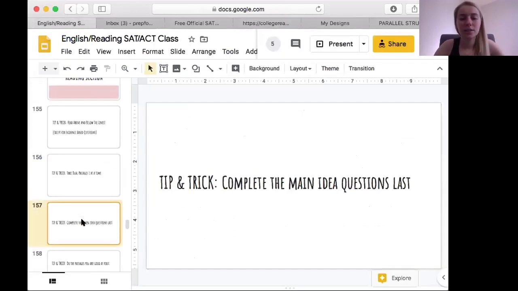Now our next tip is complete the main idea questions last. The main idea questions are typically going to be the very first question within each passage. However, save them for the last question of each passage. Why? Because as you look at all the other questions, you learn more about the passage. We have to go back to the passage, read a little bit more, dig a little bit deeper. You get a grasp of the main idea even better than what you had before answering all your questions, because they're asking questions about the most important factors.